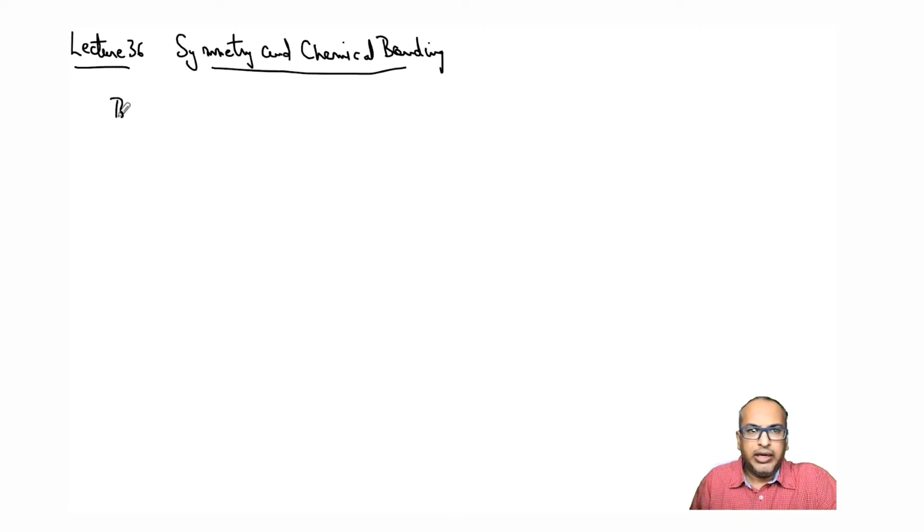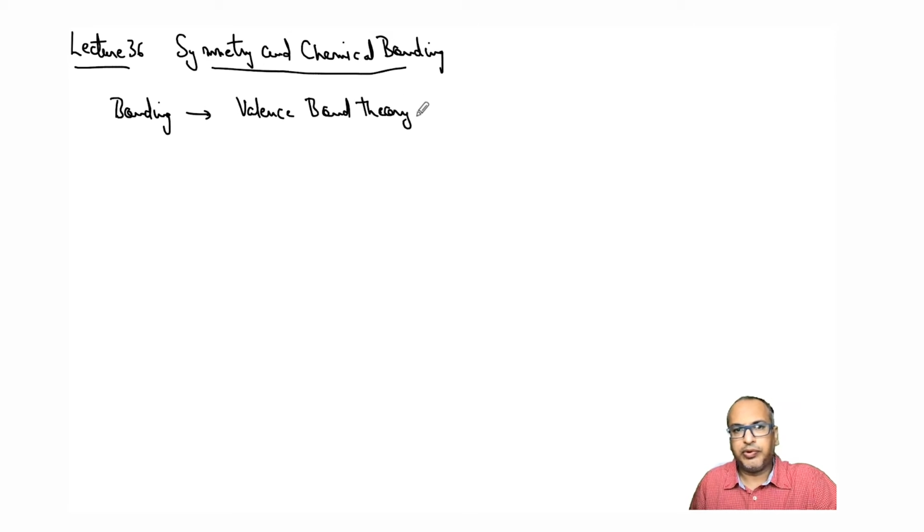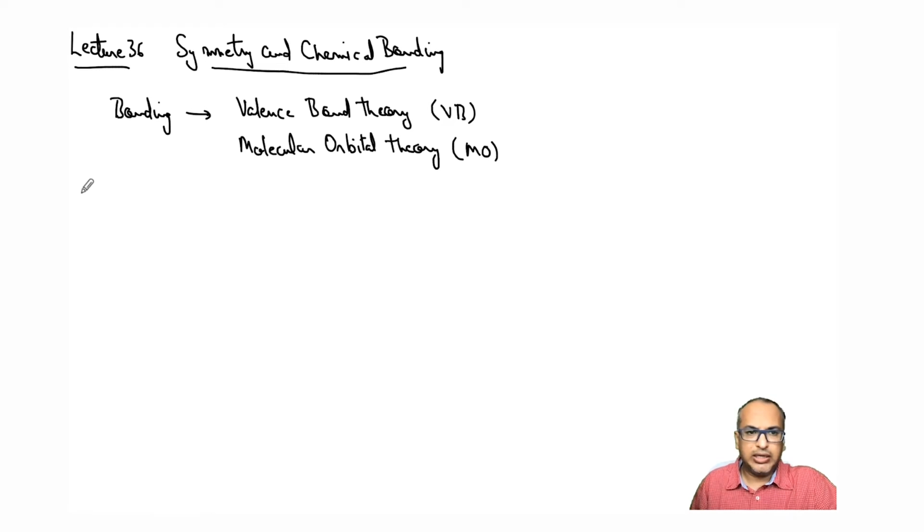So bonding can be described by, again, this you must have already read in your first or second year of BSc. So it's valence bond theory, and second is molecular orbital theory. So this is also denoted as VB, and then this one as MO theory. Now let us discuss first the valence bond theory, and then we will try to use symmetry arguments to develop the bonding wave functions in valence bond theory.